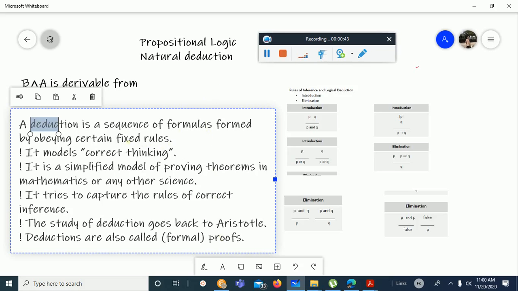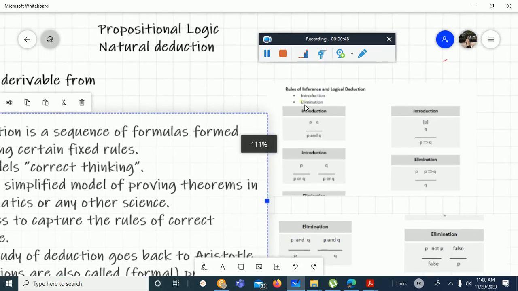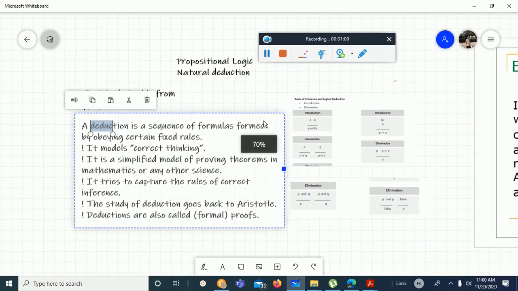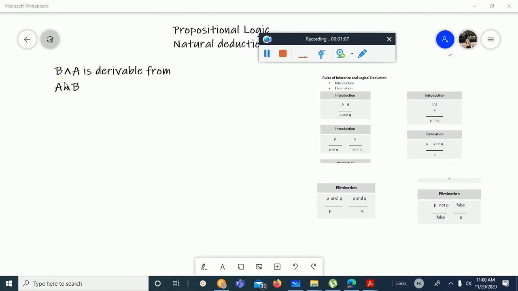Now, what are these rules? These rules we have studied already: the elimination rule and the introduction rule. These are the rules which we will use to deduce some facts or some equations. Now look at this. We have to derive B and A from A and B.